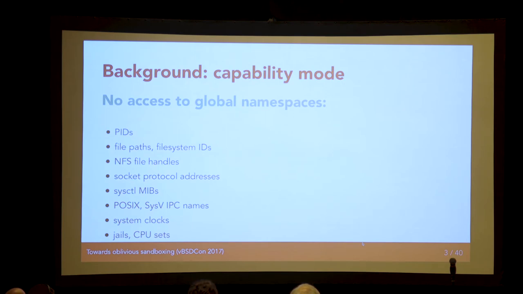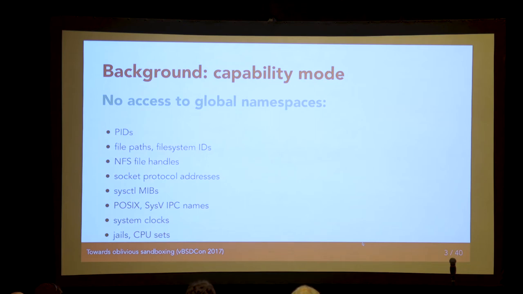Capability mode is a mode that a process can enter in which its access to global namespaces is removed. So you are no longer allowed to do anything that requires accessing a name in a global namespace, such as the file system, such as the root file system, such as the PID namespace, such as certain sysctl MIBs and all kinds of things. There are lots and lots of namespaces in Unix systems, and we are removing all access to global namespaces, which means that two separate processes that are both in capability mode do not have the ability to talk about the same object in a global namespace.